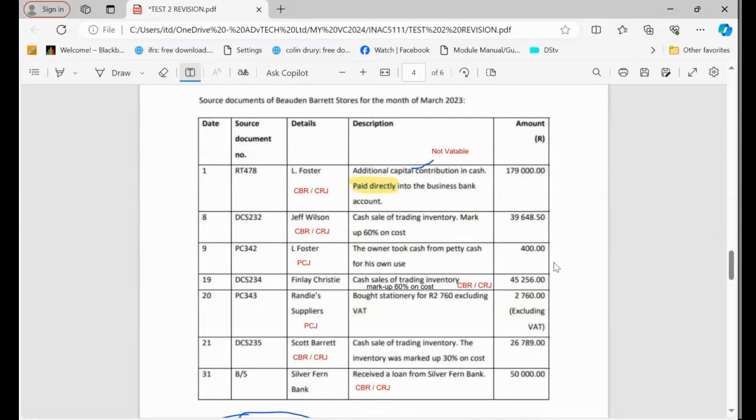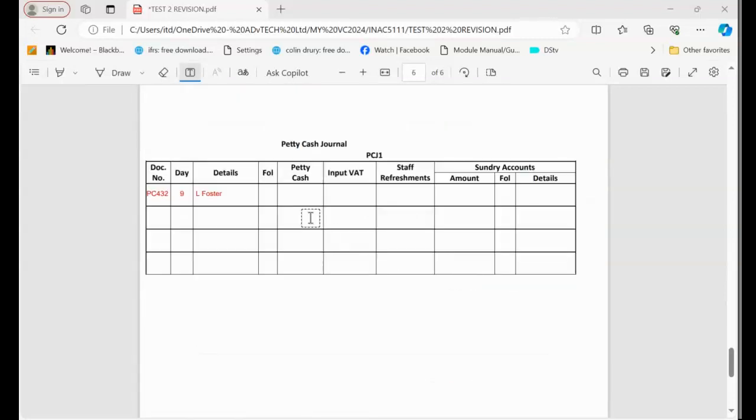Remember, this is drawings. And again, drawings in the form of cash. Drawings in the form of cash, you must know that it is not vatable. So I'm going to record the amount as it is. I'm going to go and record in the petty cash the amount of 400. Can you see the same procedure? And now there is no VAT implication.